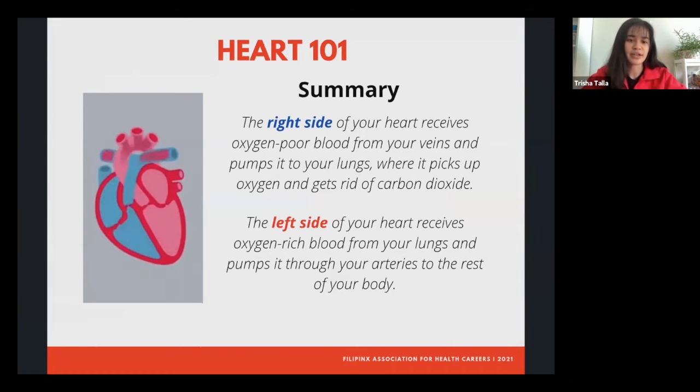If you look at the diagram on the left, the blue section is the right side, and the red area is your left side, which pumps the oxygen rich blood. Next slide.